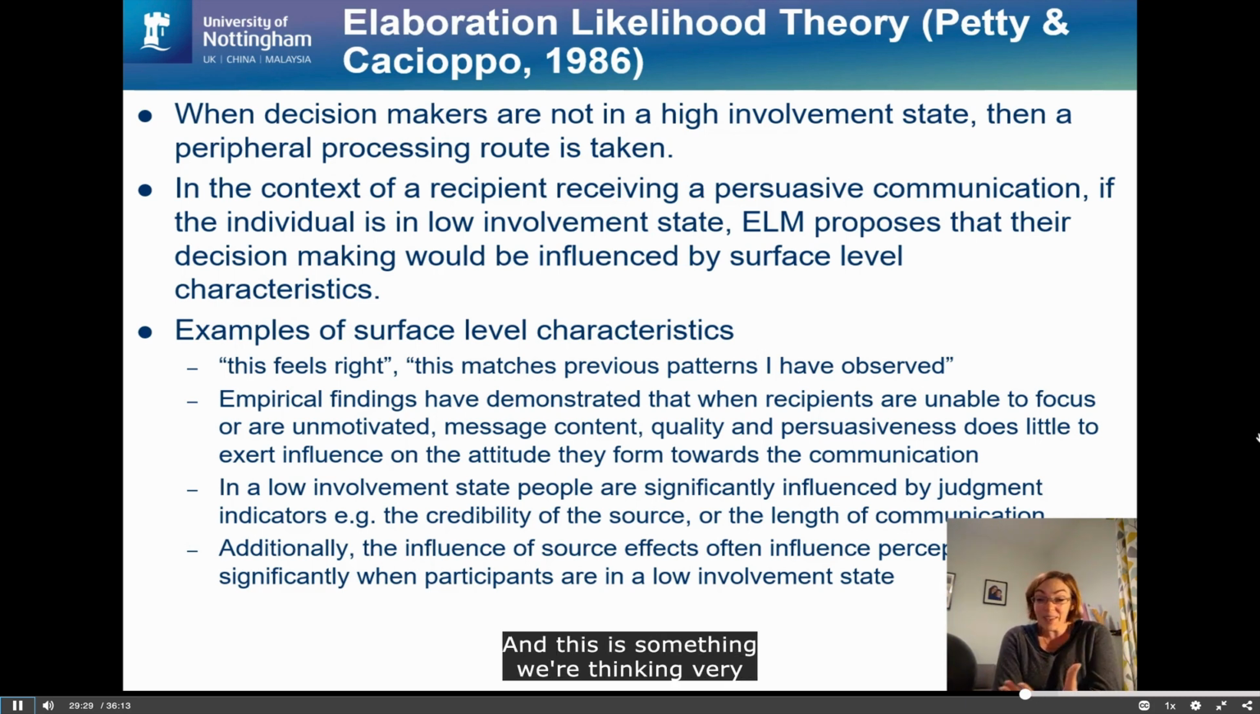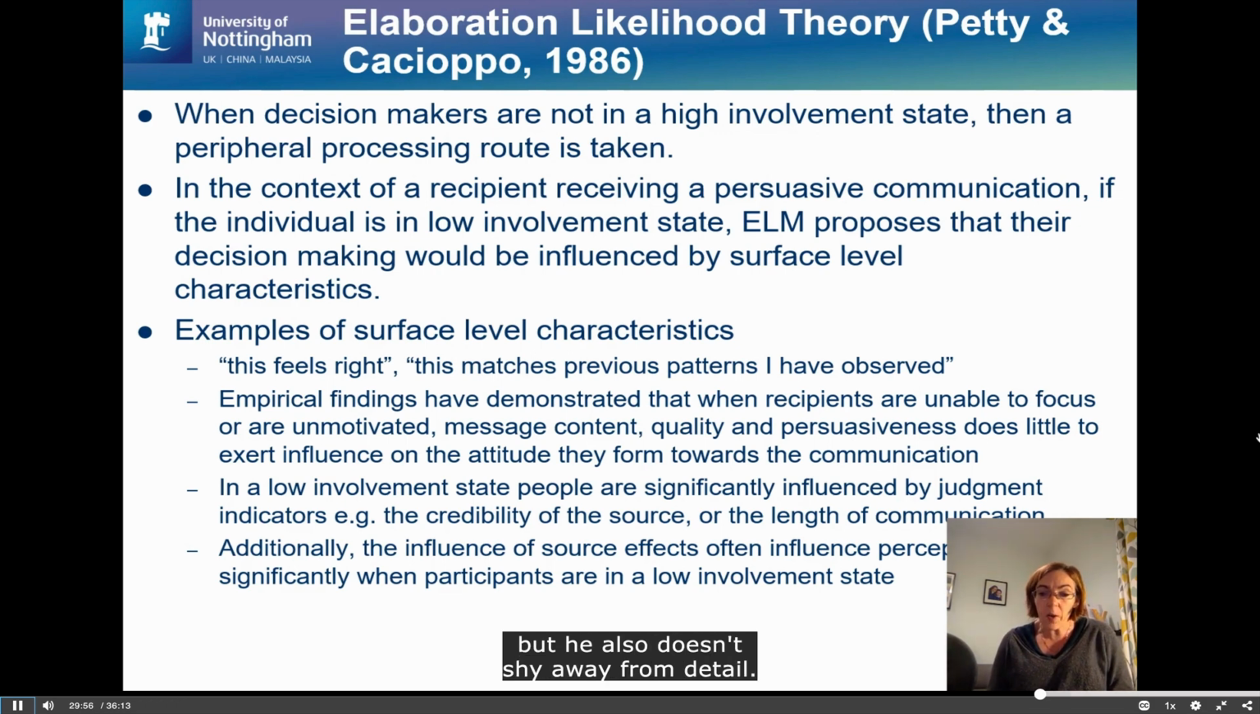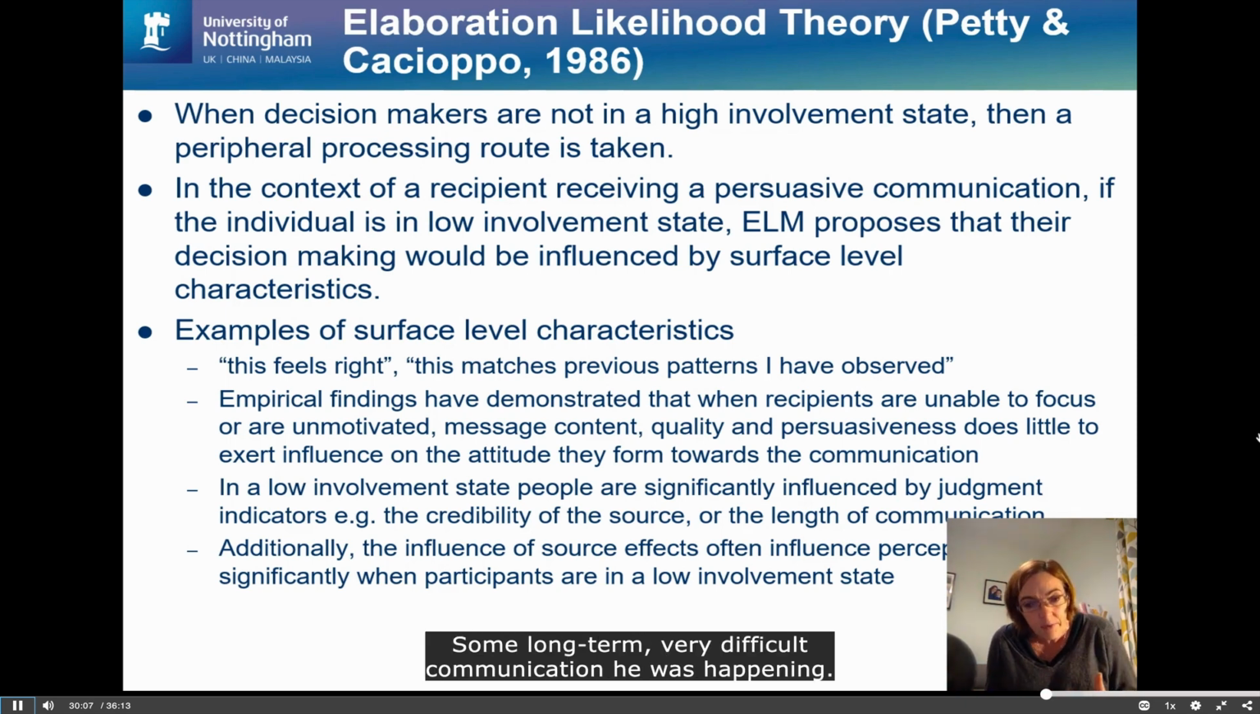This is something we're seeing very interestingly in some of the press conferences. So I'm a big fan of one of the Deputy Chief Medical Advisors, Jonathan Van Tam, who is a colleague here at Nottingham. And if you've seen some of Jonathan Van Tam's presentations in some of the UK government press conferences, he comes across as very credible. He's very thoughtful, very slow and deliberate in his speech, but he also doesn't shy away from detail. He takes time to make an explanation. He used some lovely analogies earlier this week that really both made sense and lightened the very difficult communication he was having.